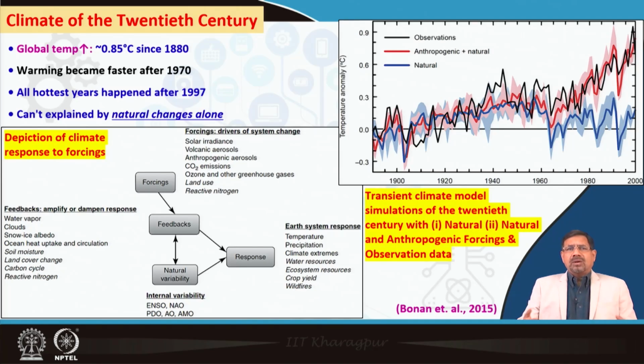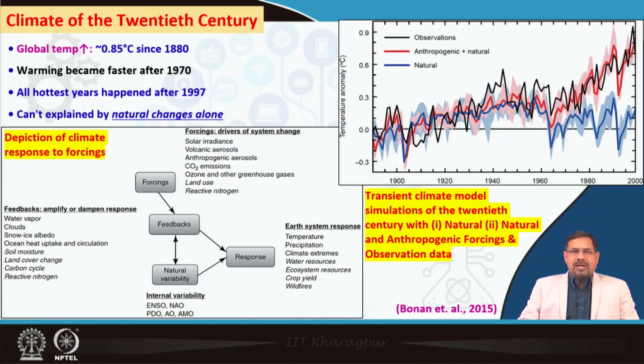As all of us understand, it cannot be explained by natural causes alone. The anthropogenic causes are dominant. So, what are the forcings? The forcings, as we discussed, are the solar irradiance, the volcanic aerosols, the anthropogenic aerosols, the carbon dioxide and the greenhouse gas emissions, including ozone and other greenhouse gases, the alteration of land use, including deforestation, forest fire and many things, and the reactive nitrogen. These are the important or the dominant forcings that are listed as various drivers of system change.